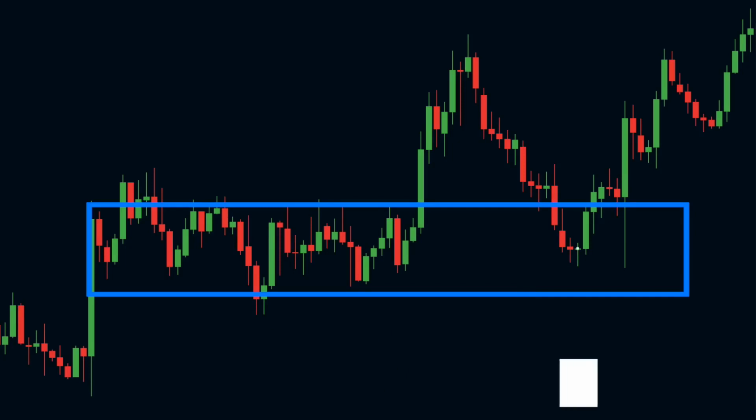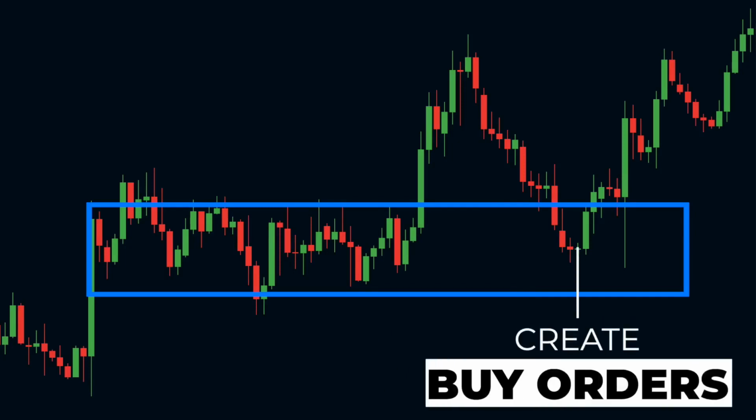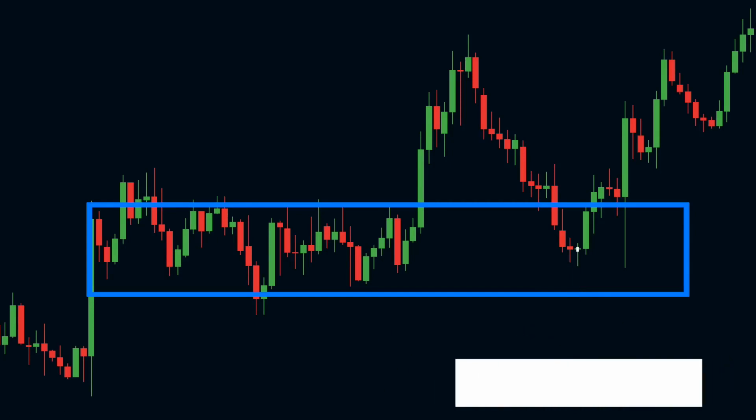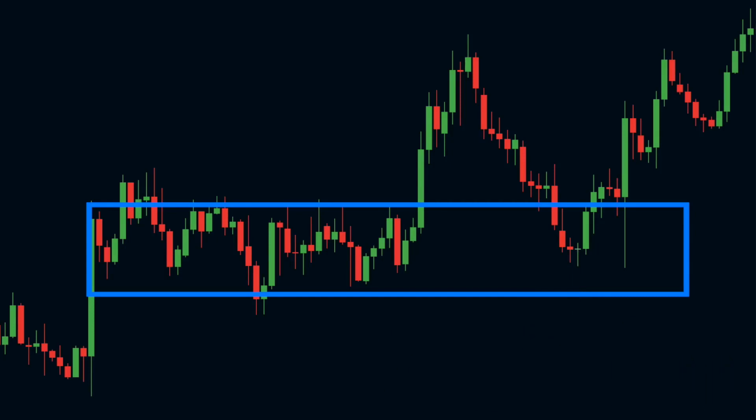To exit their positions, they have to buy back the shares that they sold before. In other words, they create buy orders to square off their sell trades. These orders create a bullish pressure that helps the prices to go up again.